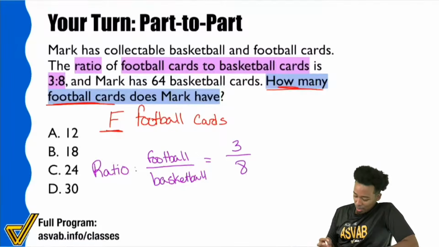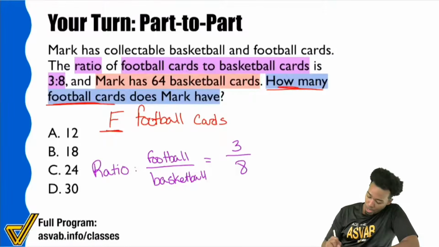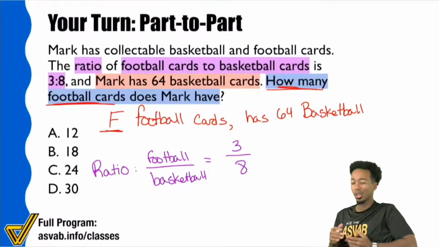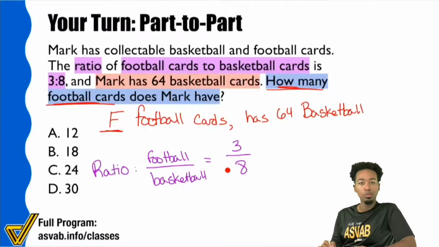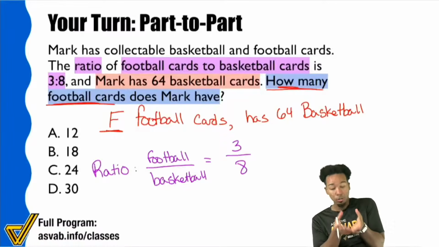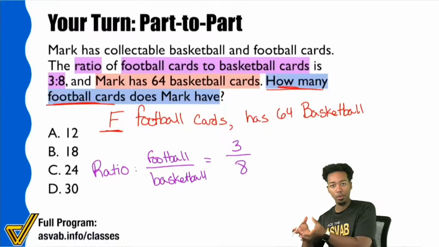So next up, I see that we have one more piece of information that we might want to write down. And that is right here. It says, hey, Mark has 64 basketball cards. So what I'm going to do is write that here. We're looking for the F football cards, but with a comma, I'll just say has 64 basketball cards. And the reason I'm writing it there, if you're wondering, Coach, why is that 64 not over here somewhere? Well, notice that F, the number we're looking for, the number of football cards, that's the actual number of cards that he has in his hand. He actually has also 64 basketball cards.